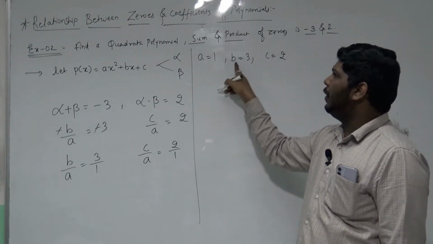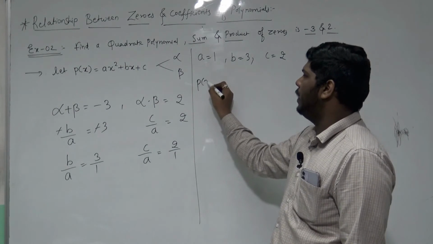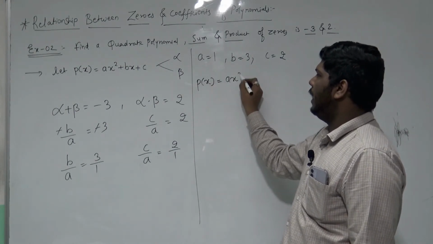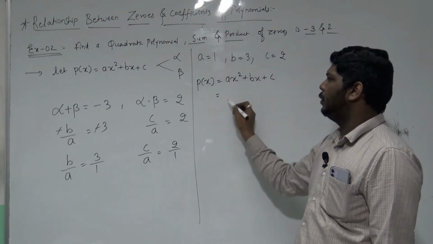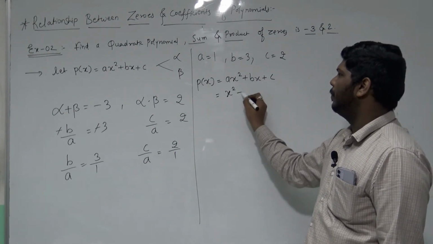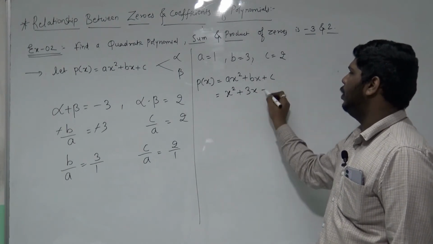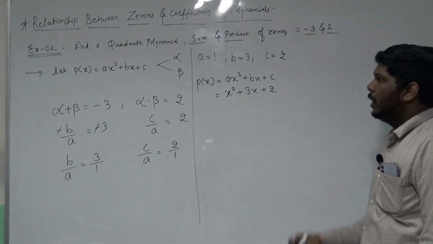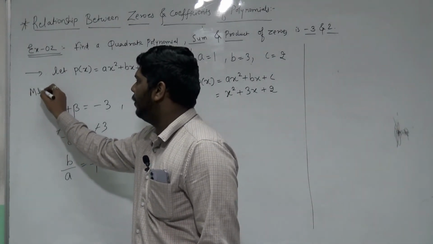So if the values of a, b and c are known to you, then what is my quadratic polynomial? Quadratic polynomial is p of x, that is ax square plus bx plus c, and where the value of a is 1, so this will become 1x square, plus value of b is 3, so this will become 3x, and plus value of c is 2. Okay, so this is one method, or I can call it method 1.